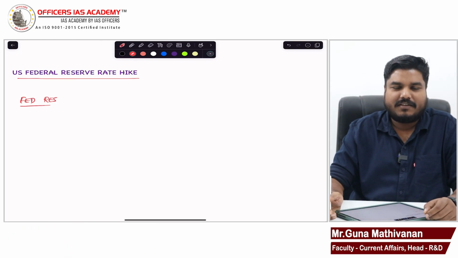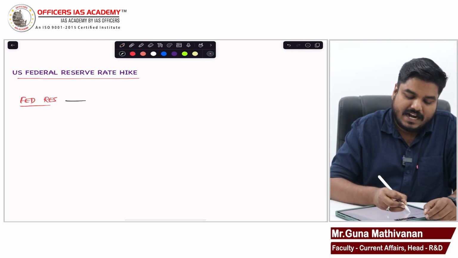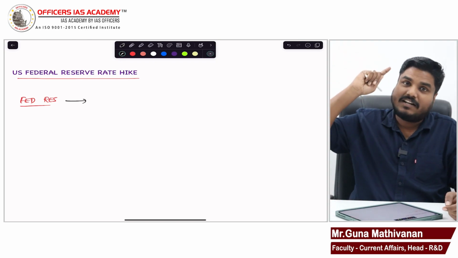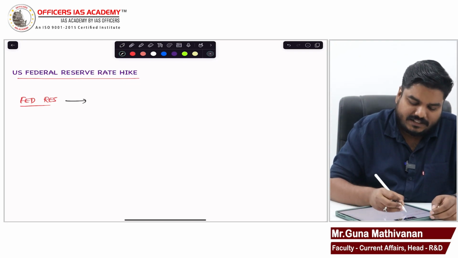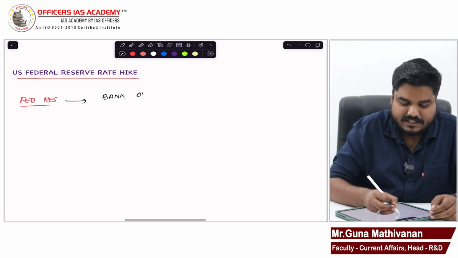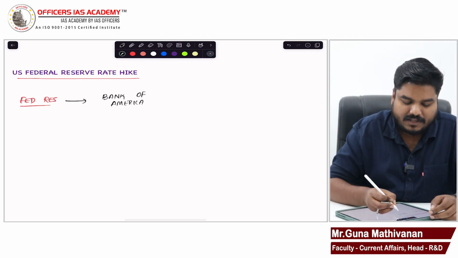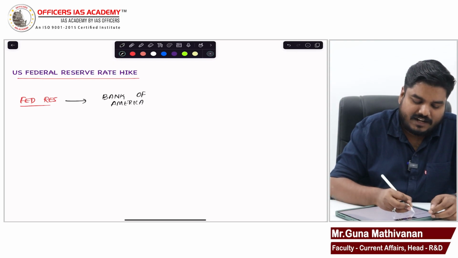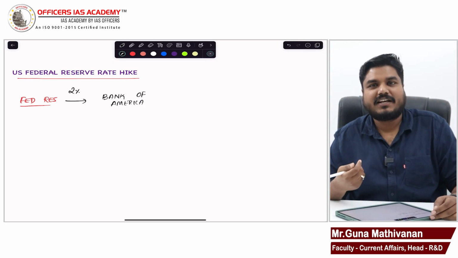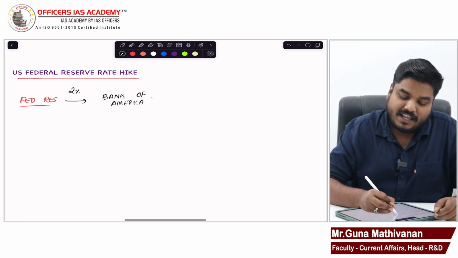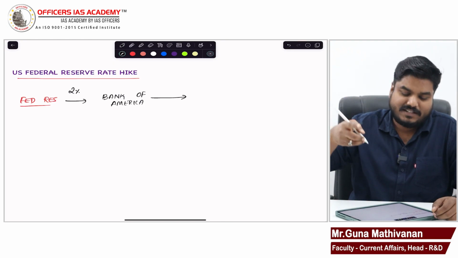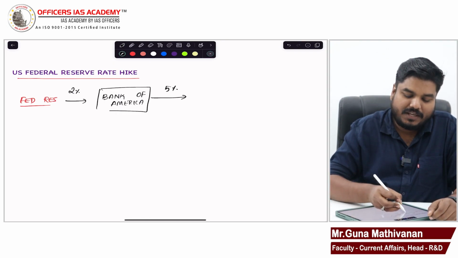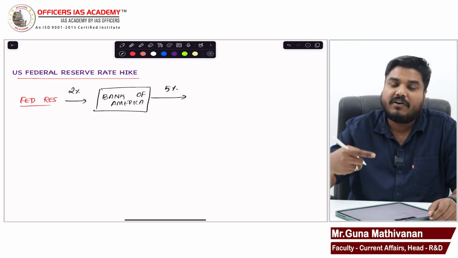Now, this Federal Reserve will lend to American banks, like how RBI lends to SBI, to IOB. Let's take Bank of America just for example. Assume the Federal Reserve is lending at a rate of 2%. Bank of America will borrow money from the Federal Reserve and lend to American citizens at, let us say, 5%. So Bank of America borrows at 2% and lends at 5%.